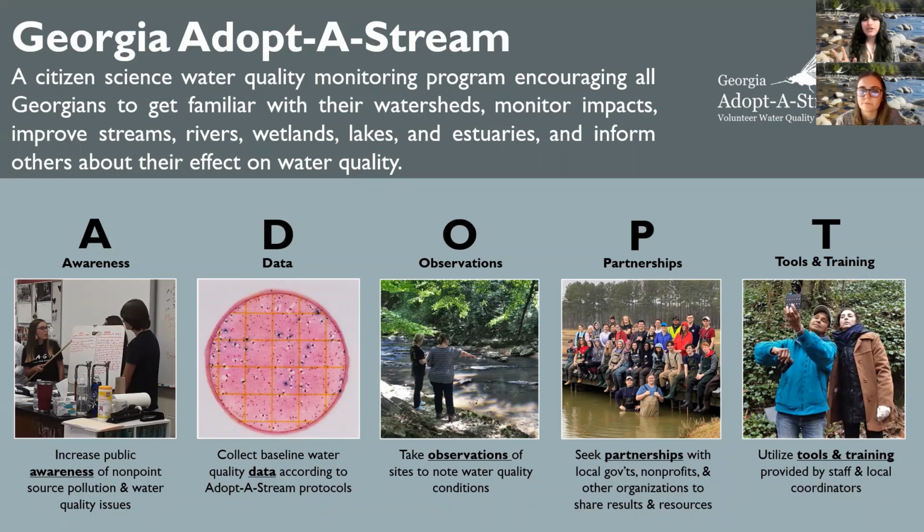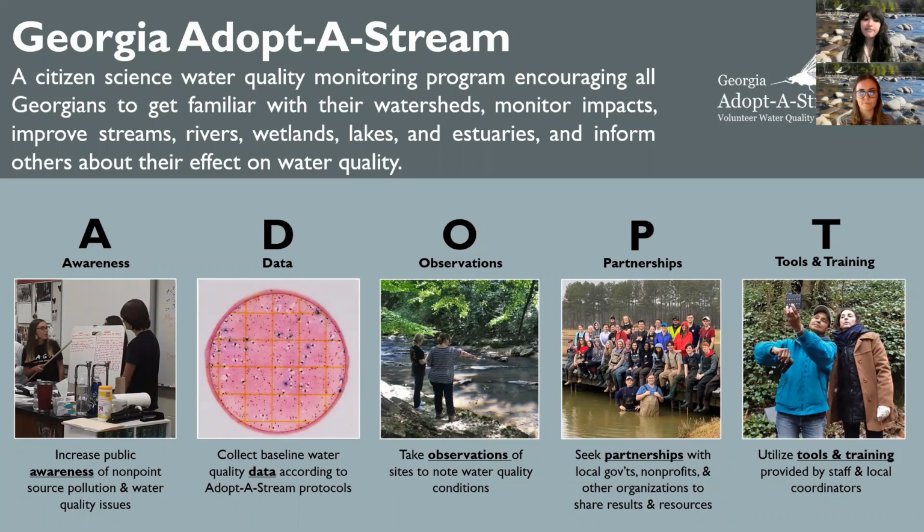So AdoptAStream has 5 goals, which can be memorized using the mnemonic device ADOPT. So I'll go ahead and go through this right now. A stands for awareness. In our program, we strive to increase public awareness of water quality issues throughout Georgia and the neighboring southeastern states. We do this through outreach events, through monitoring, by providing accessible data through the database, and by also housing this network of volunteers to exchange information and to support one another.